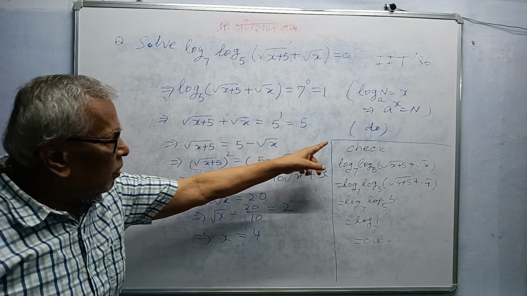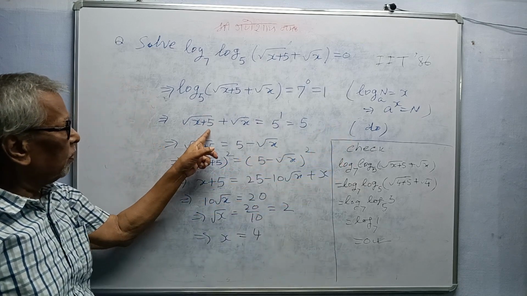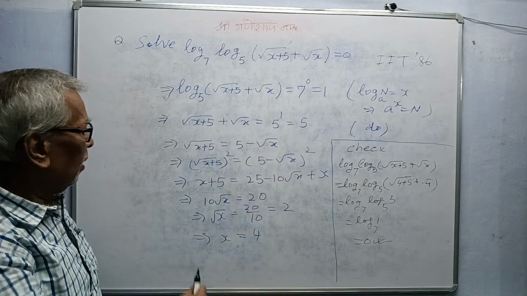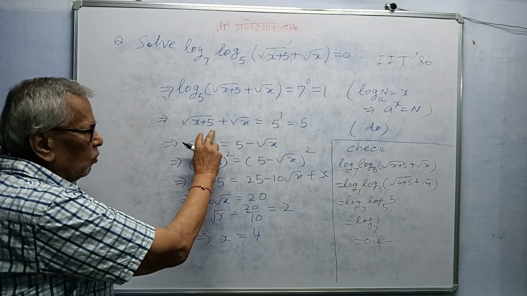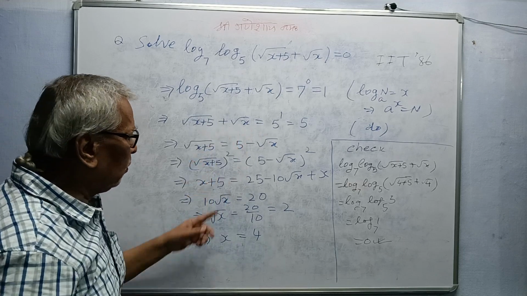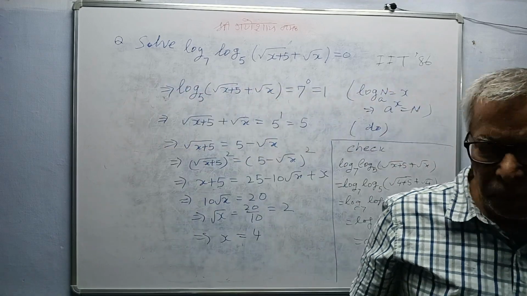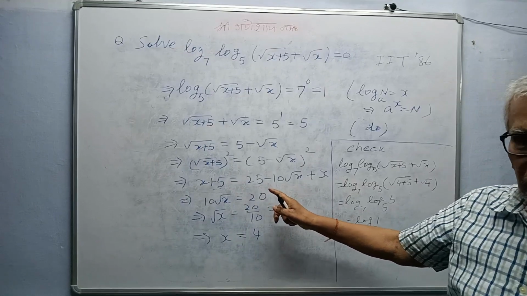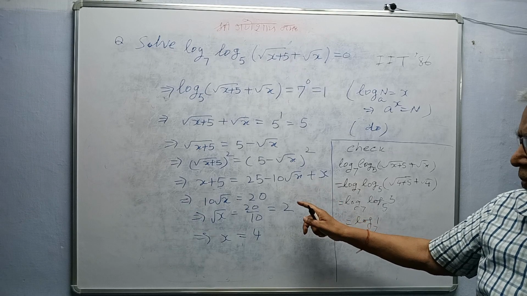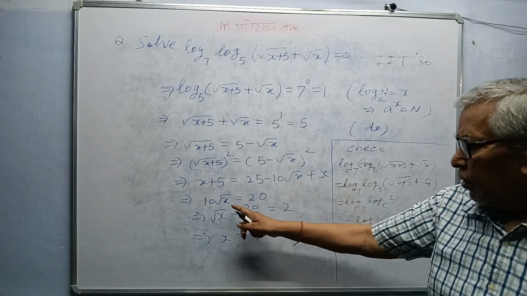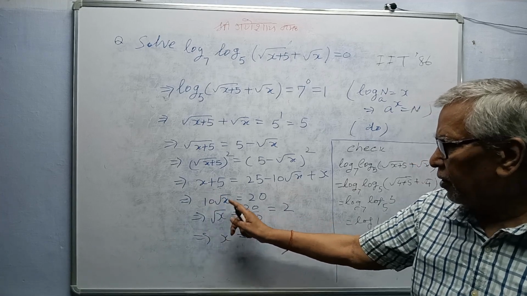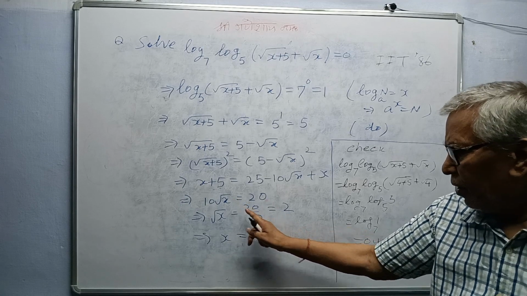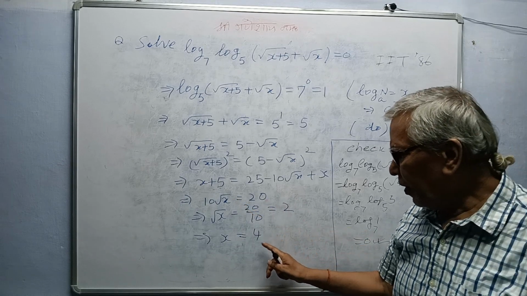Again we apply the same formula. So root x plus 5 plus root x is equal to 5 to the power 1, so this is 5. Now we transpose, so root x plus 5 is equal to 5 minus root x. Now squaring both sides, x plus 5 is equal to 25 minus 10 root x plus x. X will go out, so 10 root x is equal to 25 minus 5 is equal to 20. So root x is equal to 20 by 10, this is 2. So squaring, x is equal to 4.